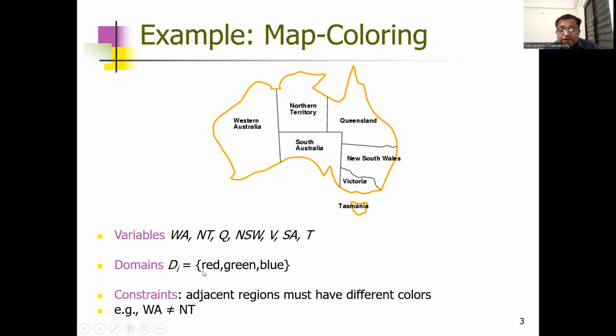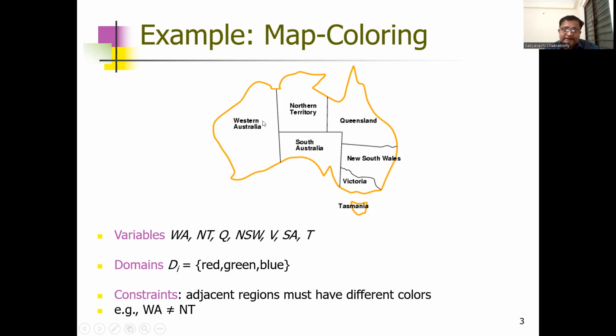Domain: the values are colors, so D is a domain of colors. We have a set of three colors. The variables are a set of six components, and the set of colors constitutes the domain. What is the constraint? The constraint is that no two adjacent vertices should have the same color, or no two adjacent regions should be assigned a common color.